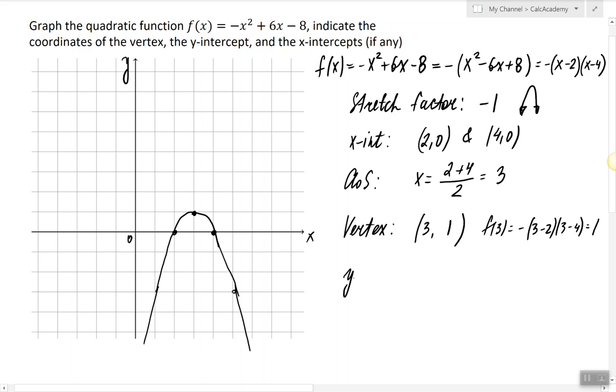Now, to find the y-intercept, we simply have to evaluate the function at 0, which is not that hard. So 0 minus 2 is -2, 0 minus 4 is -4. -2 times -4 is 8 with a negative, so it's -8.